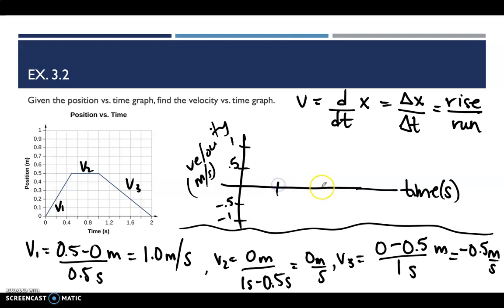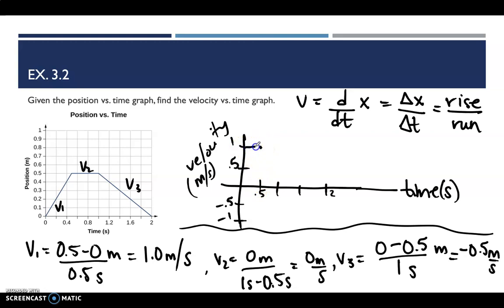So we're going to have 0.5, 1, 1.5, 2. Just 2 seconds. Our first little bit, V1, is at 1 meter per second, and that's until we hit 0.5 seconds. So 1 for 0.5, so I'll end here.